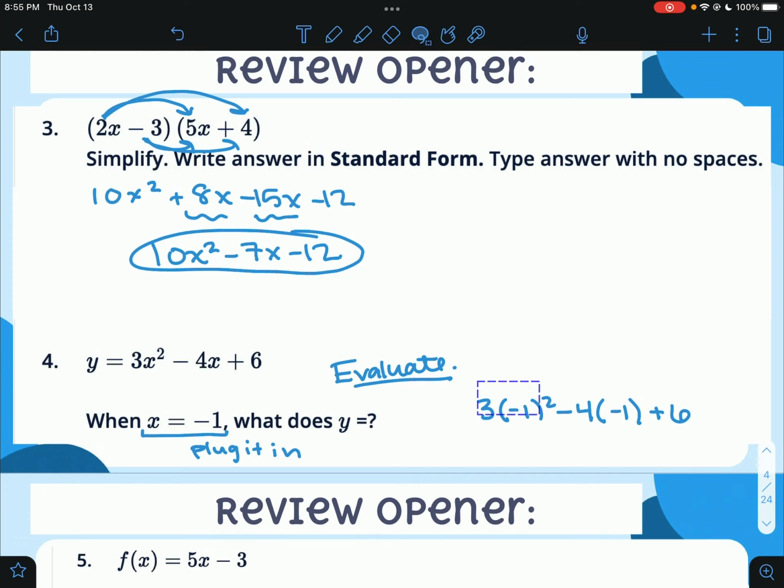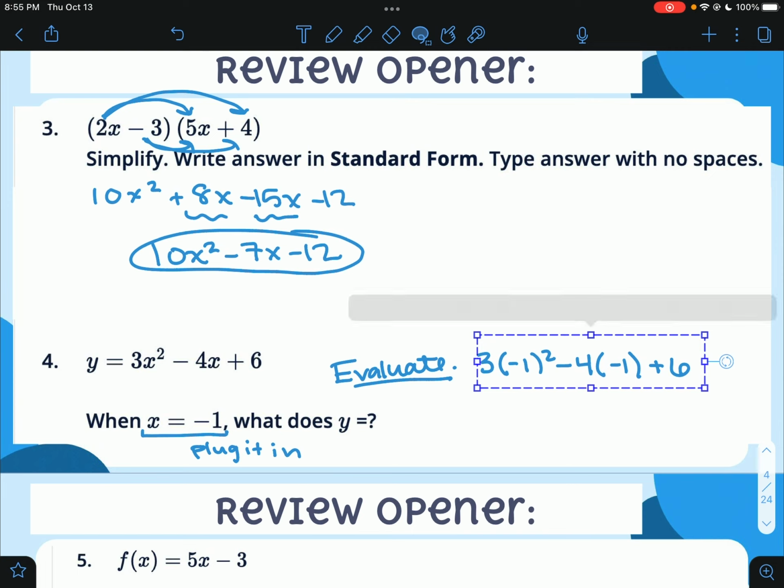But let's say you're like Miss Wheeler, you don't have a calculator handy at home. Too lazy to get your computer out and go to Desmos.